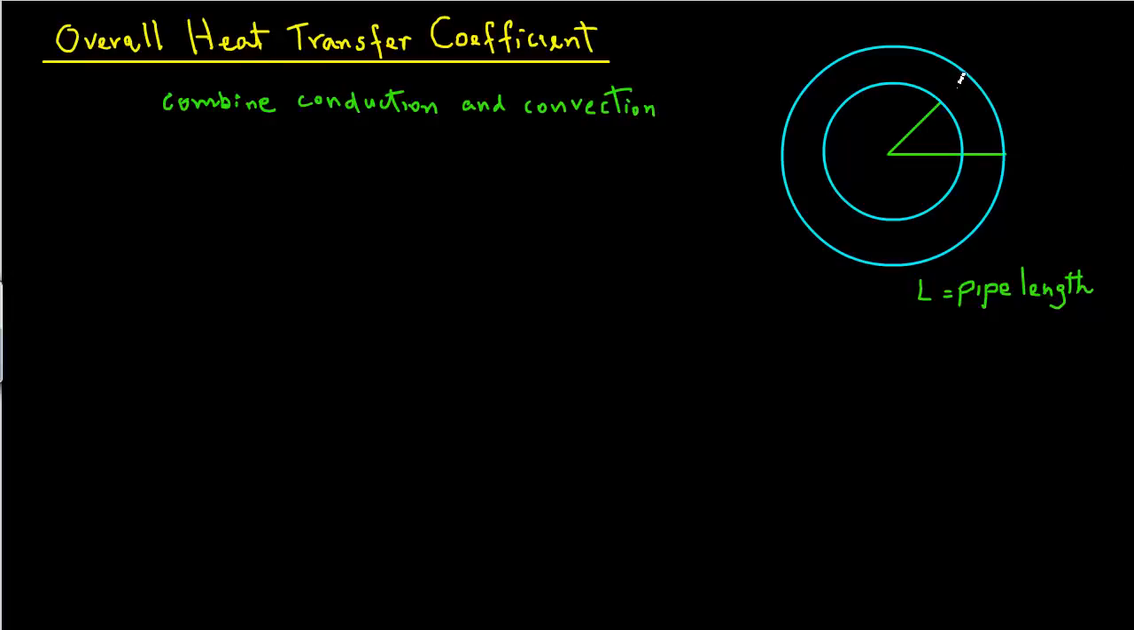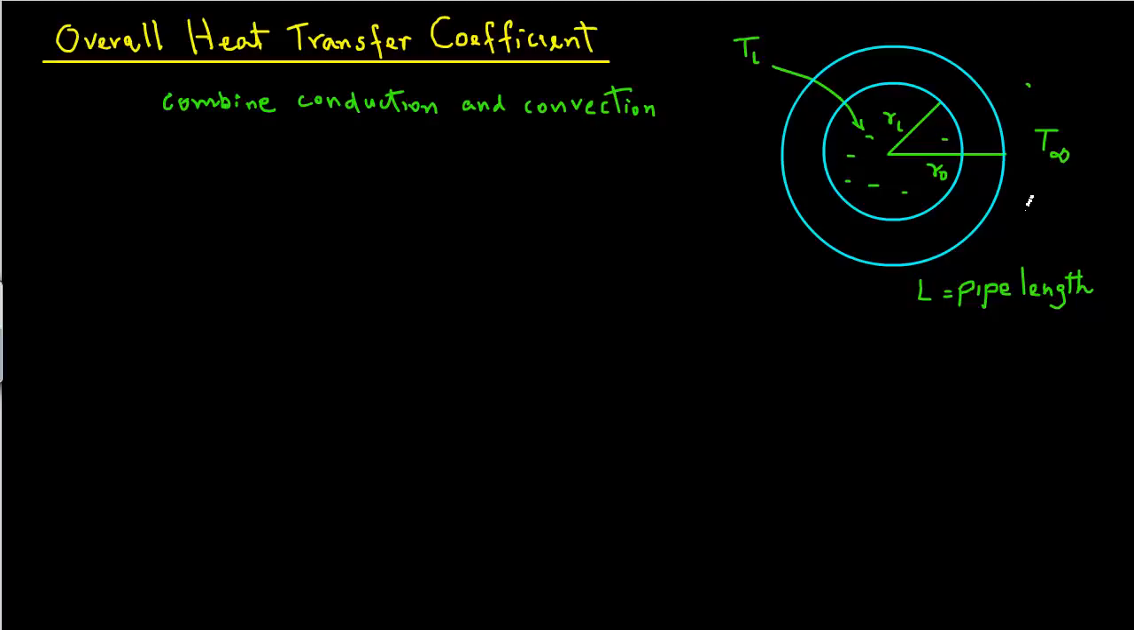We will consider a pipe, and the inside radius of this pipe is Ri. The outside radius is Ro. Let's say that there is a fluid flowing inside the pipe, and the bulk temperature of that fluid is Ti for the inside. And outside, let's say that again there is perhaps air around the pipe, and the bulk temperature of air is T infinity.